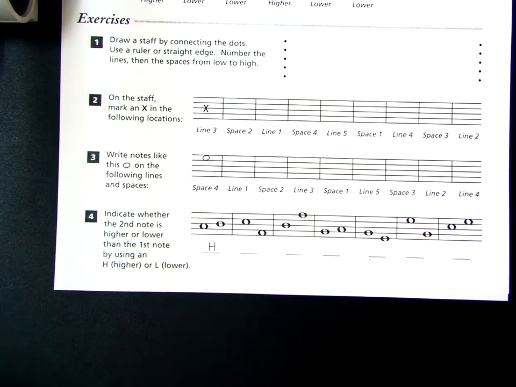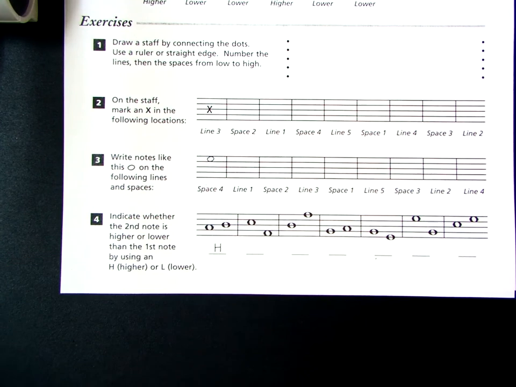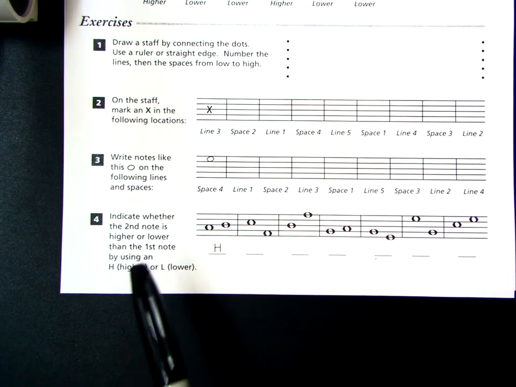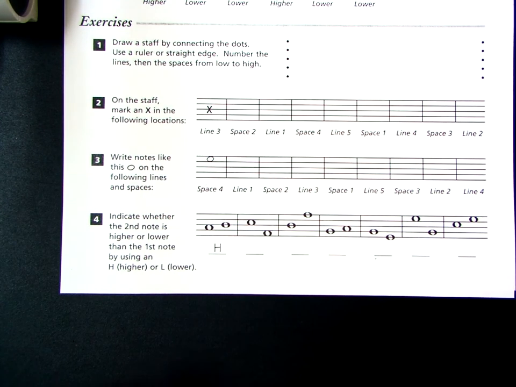The first one's really easy. You're just drawing the staff and then read through them. So go ahead and pause your video, work through them by yourself. You might need a separate sheet of paper, draw the staff just like I was, and then we'll come back and do them together.